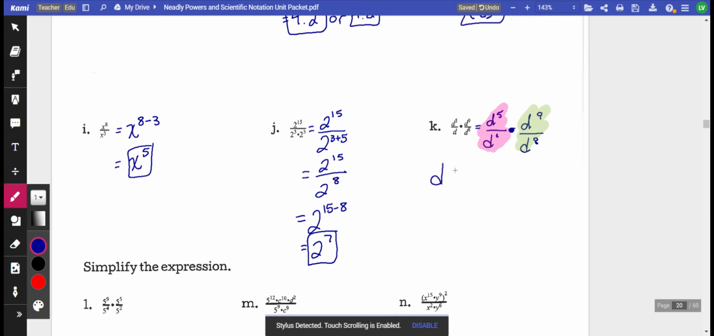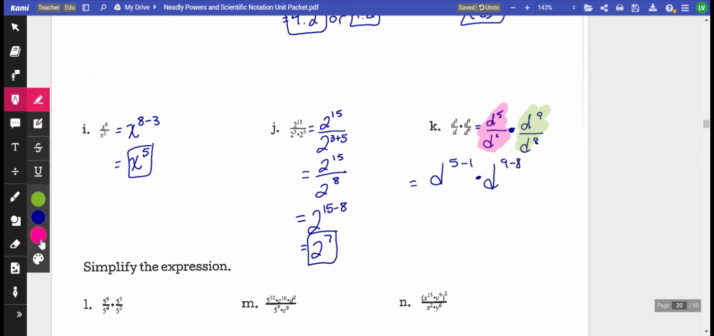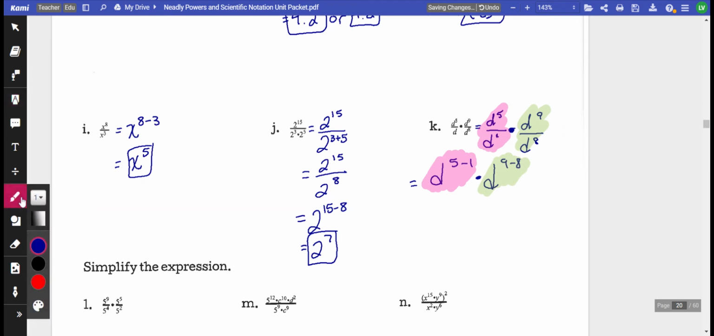Okay, so d to the 5th minus 1 times d to the 9th minus 8. The first fraction, d to the 5th divided by d to the 1st, that's d to the 5th minus 1, because again, I have the same base of d, and I'm subtracting 5 and 1. Second fraction becomes d to the 9th minus 8.